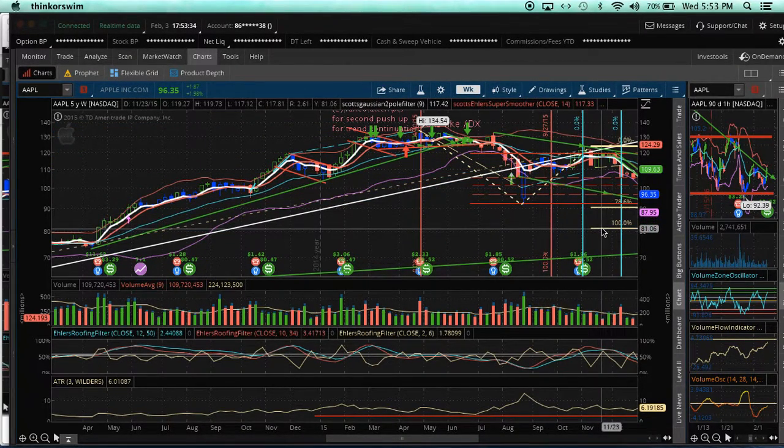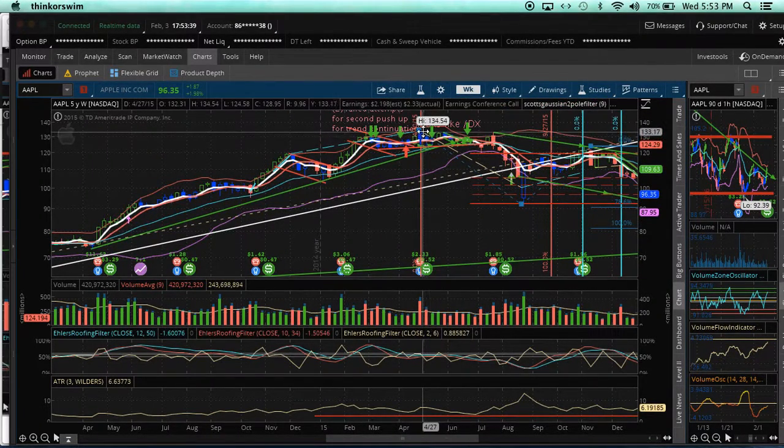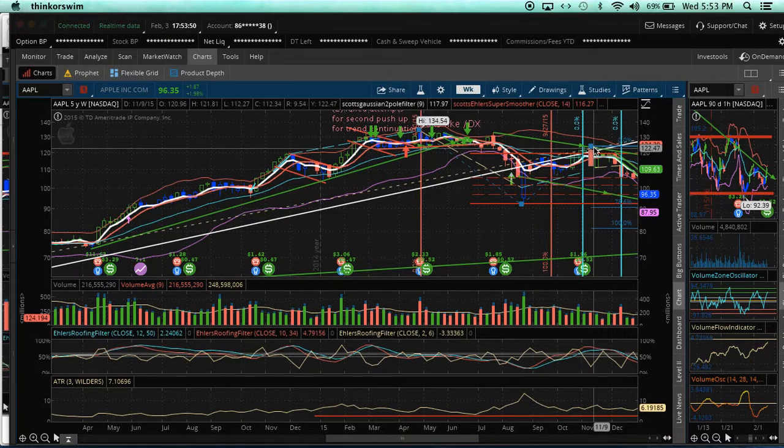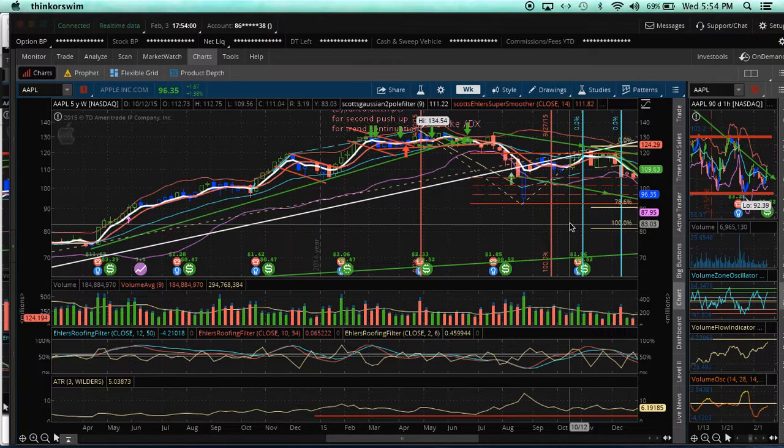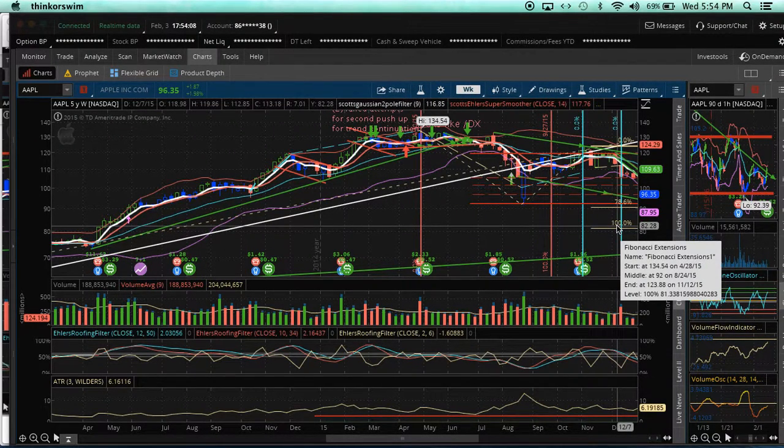The next thing I wanted to show you was this, and this is the symmetry from the high 134.54 down to the flash crash low of about 92. You take that move and then you mirror it from this latest high of about 123, and then the 100% move of that gets you down to 81. So there's two things on a weekly basis that puts us down at about 80. And I know that's not what Apple people want to hear, but that's just the way that the charts are reading.